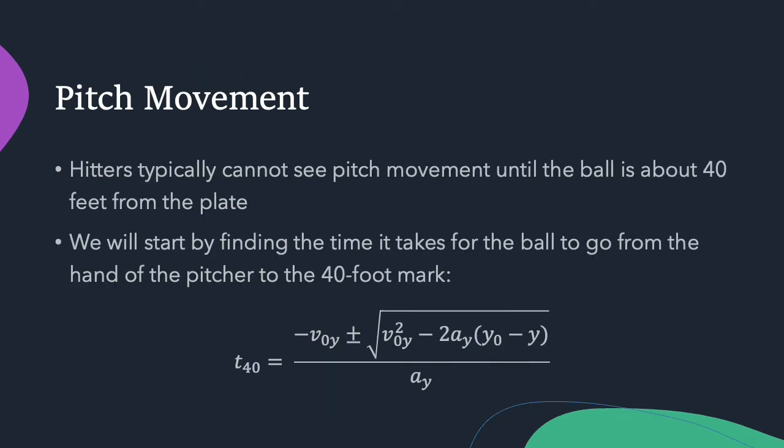Moving on to pitch movement, let's start with a little background information. Hitters typically cannot see pitch movement until the ball is about 40 feet from the plate. So, we will start by finding the time it takes for the ball to go from the hand of the pitcher to the 40-foot mark, defined as t sub 40, which is equal to the equation shown below. All of the variables needed are provided by the pitch FX technology.